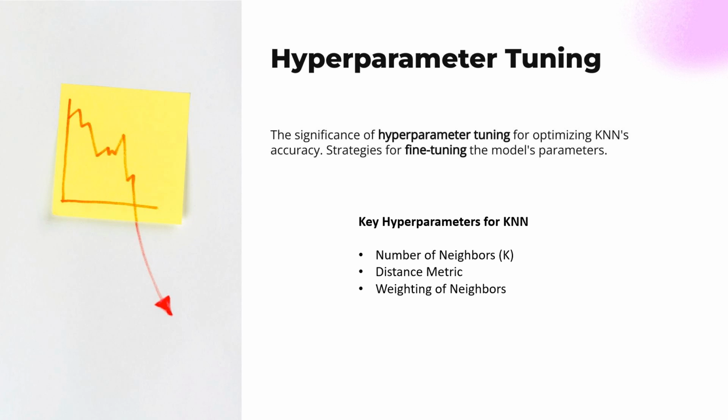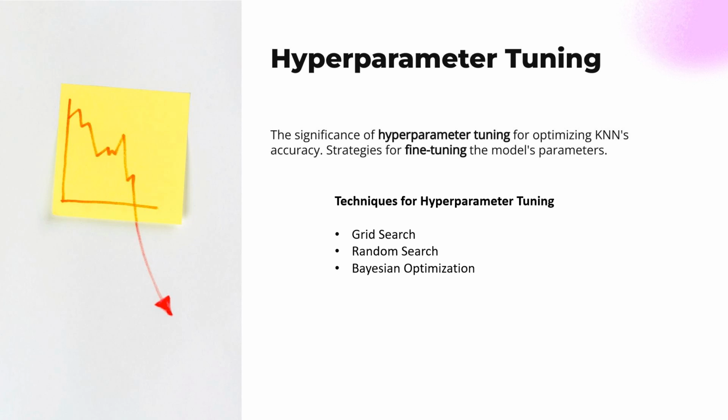Weighting of neighbors. Uniform weighting: all neighbors contribute equally to the prediction. Distance-weighted: neighbors closer to the query point have a higher weight, providing a more localized prediction. Techniques for hyperparameter tuning. Grid search. Overview. Grid search involves defining a grid of hyperparameters and exhaustively trying all combinations to find the optimal set.